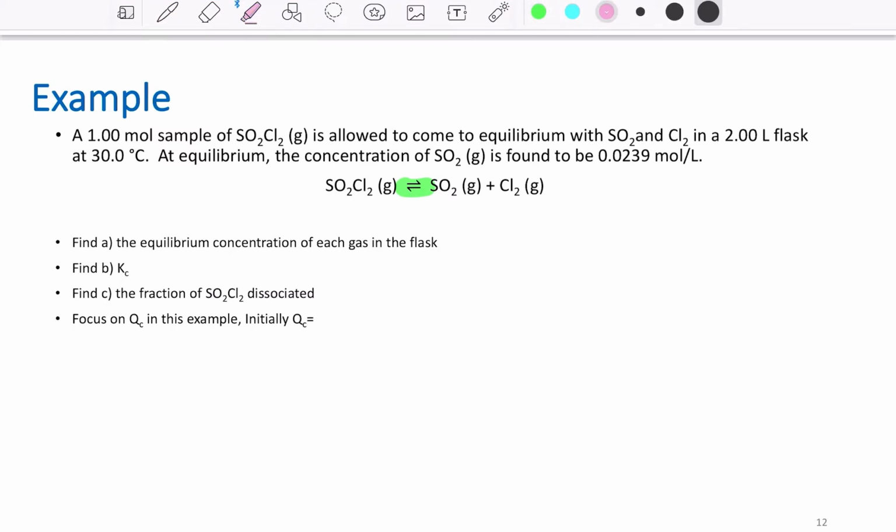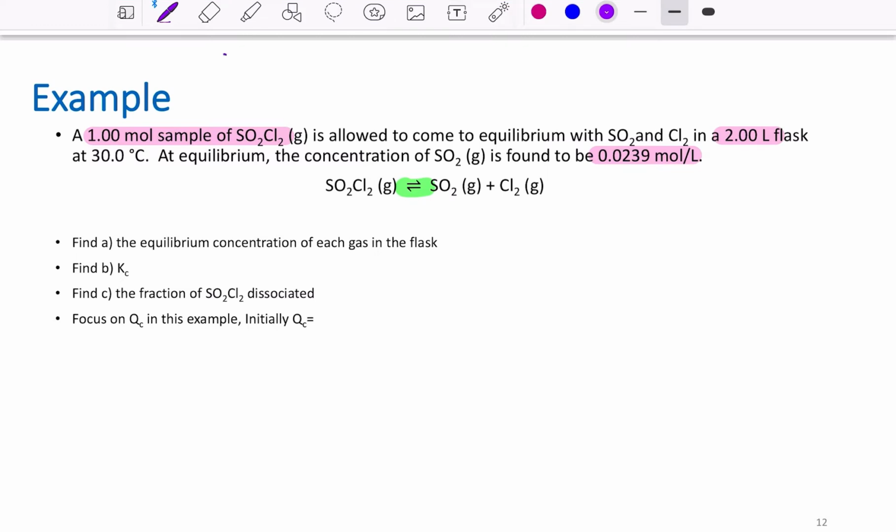Well, let's see. It tells me that I have a 1 mole sample of SO2Cl2. It comes to equilibrium with SO2 and Cl2, and it's in a 2-liter flask at 30 degrees C. At equilibrium, the concentration of SO2 is found to be 0.0239. What I'm going to do to solve this, first, I need concentration. And then we're going to talk about ICE or RICE tables. You can call them ICE tables or RICE tables. I don't care which one you call them. But first, let's find the concentration.